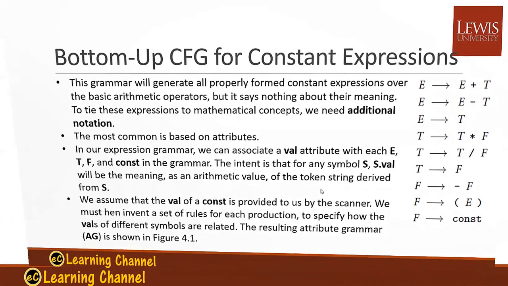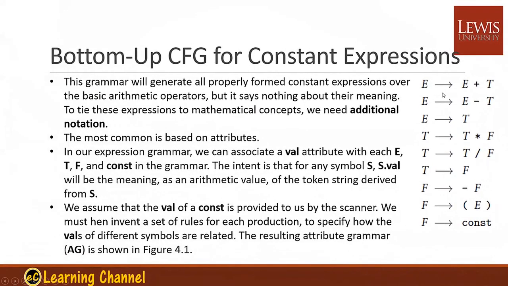Let's look at example. Here we have a grammar that is on the right-hand side. Expression equals expression plus term, expression equals expression minus term, expression equals term, term equals term times factor, term equals term divided by factor, term equals factor, factor may be equals minus factor, or factor may be operation with expression, and then factor may be a constant. These are the set of rules of ETF, basic arithmetic rules. This grammar will generate properly formed constant expression over basic things. So we got this.